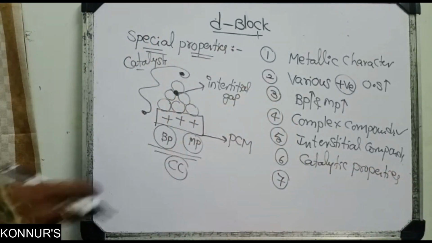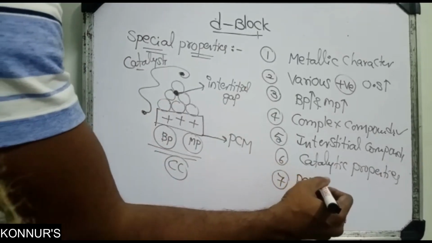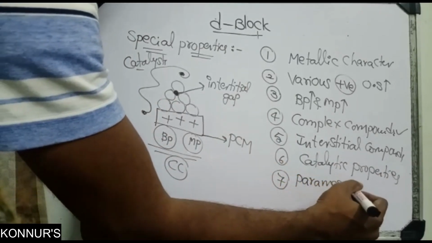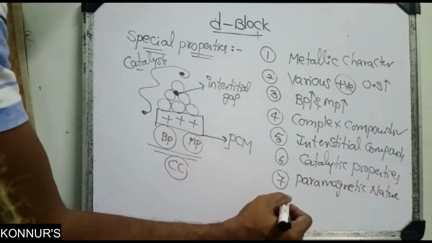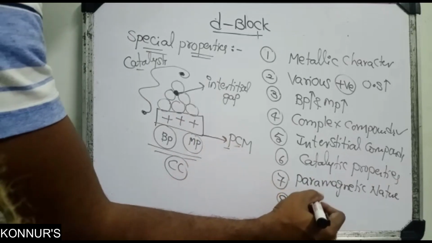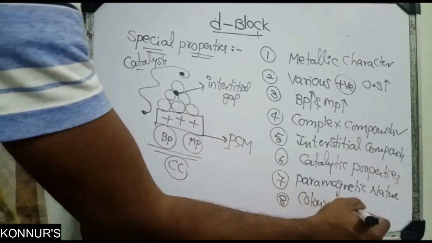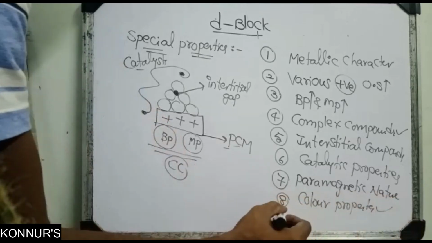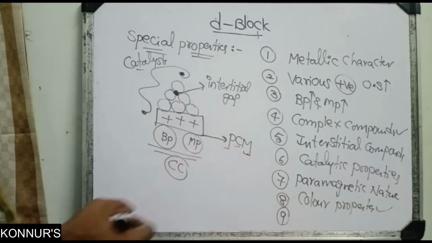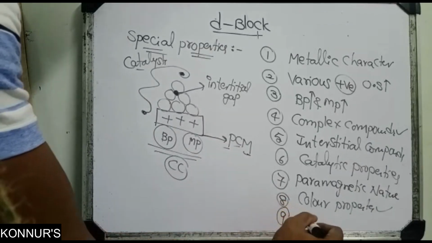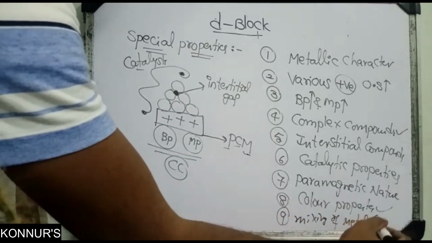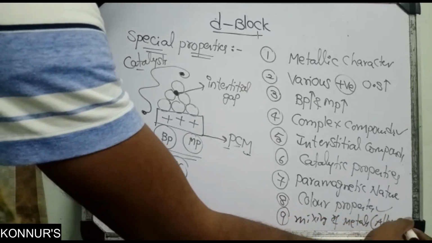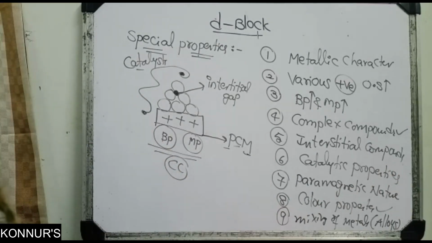Next, P means paramagnetic nature. These show paramagnetic nature. P also means the color properties. D block element compounds show color properties. Then M means mixing of metals, which is nothing but what you call alloys. So these are the 9 special properties of D block elements.